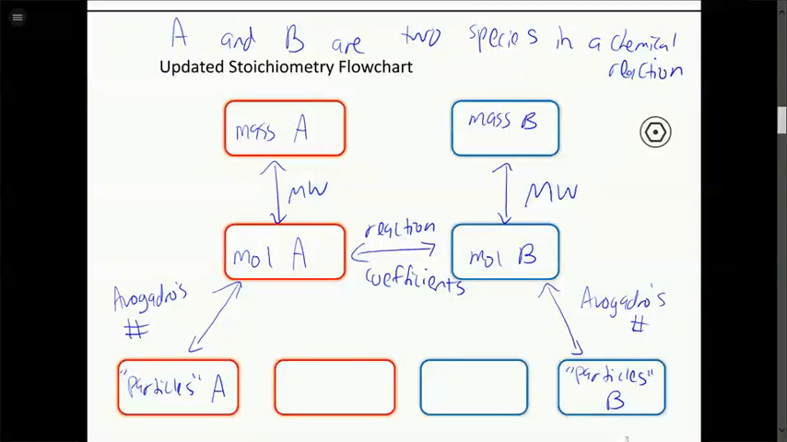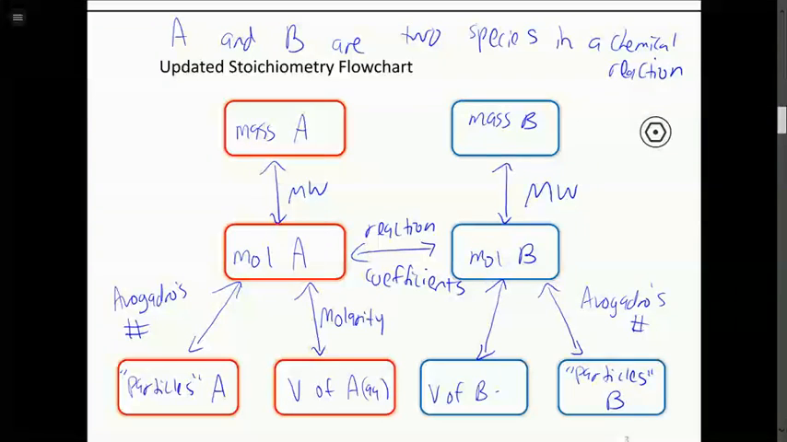And then really the only thing we're adding now when we're doing solution stoichiometry, as we introduced on the last slide, is that if we have an aqueous solution of A with some volume, we can relate that to the moles of A using the molarity. And we can do the same thing for the other species B. If we have a volume of an aqueous solution of that component, we can use the molarity to relate the moles of B to that volume.